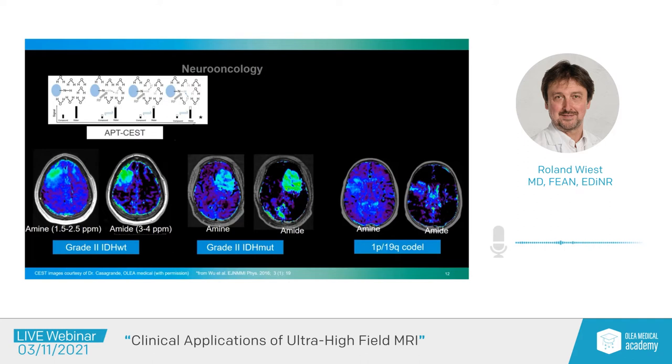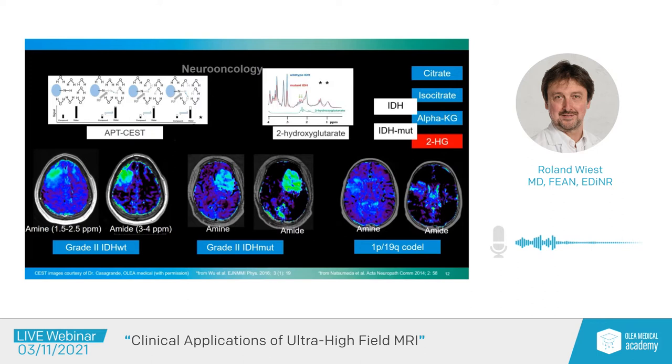And this can be nicely combined with, for example, MR spectroscopy. With MR spectroscopy, we can monitor mutations in the citrate cycle. So for an intact IDH mutation, alpha-ketoglutarate will be present during the utilization of glucose, while in the IDH mutated tumors, 2-hydroxyglutarate will emerge as a final peak. And this indicates the mutated tumors.